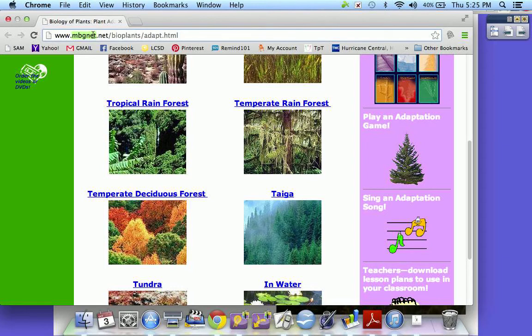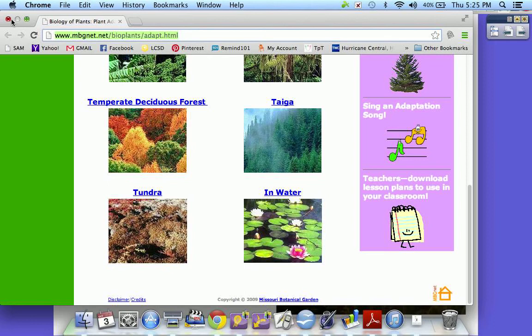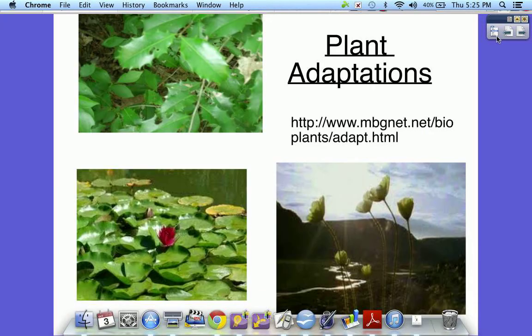Again, you can go to this website right here if you want to look at more adaptations and see if you can find out more things about different organisms, different plants, for how they survive.